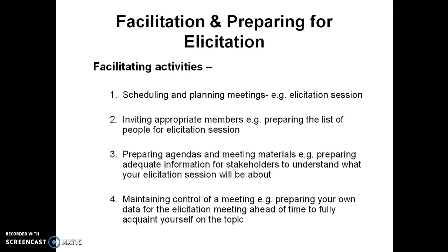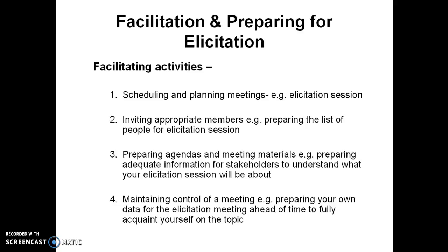Let's see how facilitation ties into the elicitation task of preparing for elicitation. On the bullet points on the left, you will see facilitation activities, and in the examples on the right, you will see facilitation activities specific to the prepare for elicitation task. 1. Scheduling and planning meetings. Example, scheduling and planning for your elicitation sessions. 2. Inviting appropriate members. Example, preparing the list of people for the elicitation session.